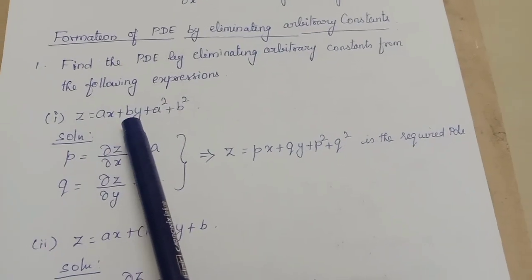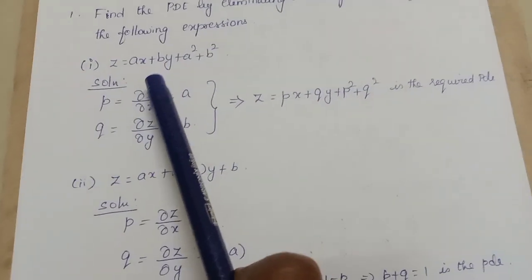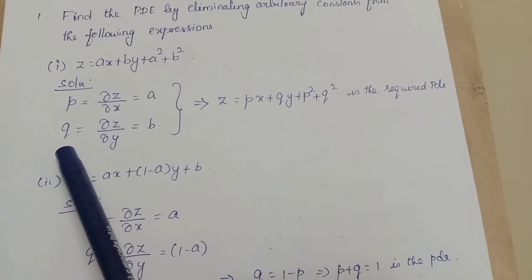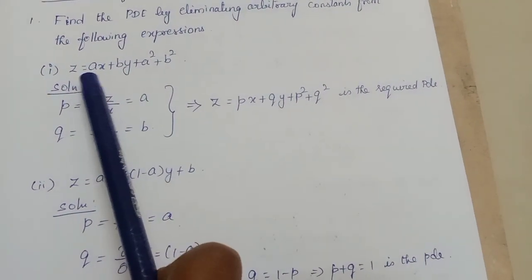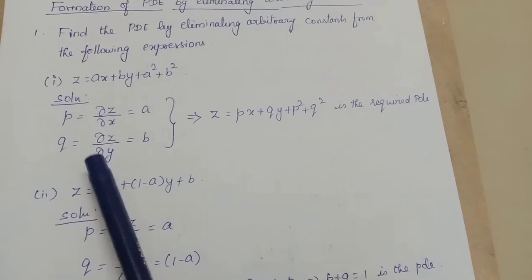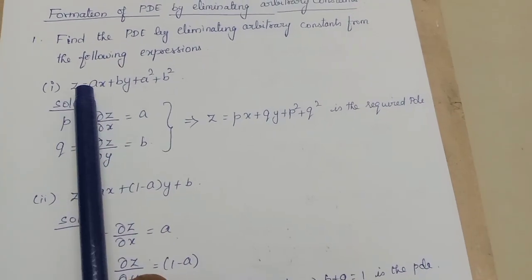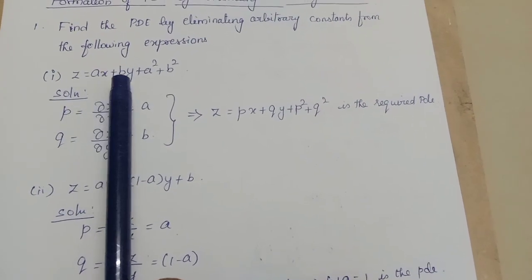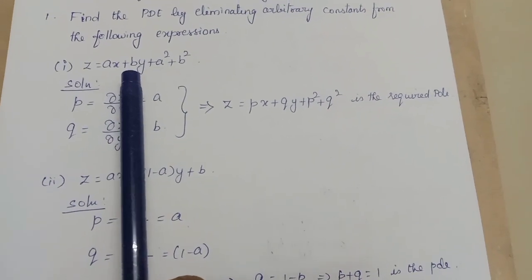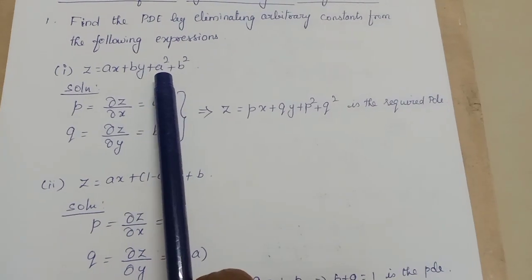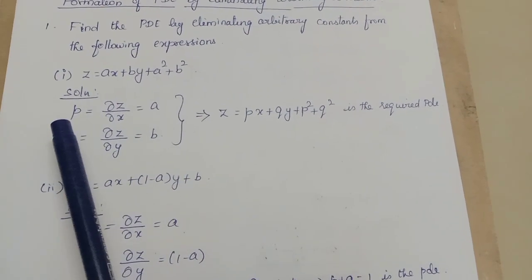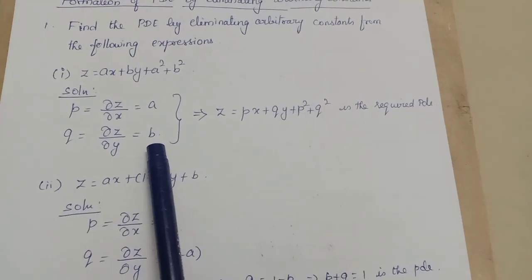Next, let me differentiate the same expression with respect to y. So what will I get? Dou z by dou y, that is my q, equal to, this ax will become 0 because when you differentiate with respect to y, this x is also a constant. And by, when you differentiate with respect to y, it will be simply b. And these are constants, so their differentiation is also 0. So what I get is p equal to a and q equal to b.